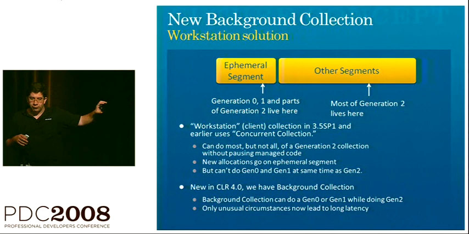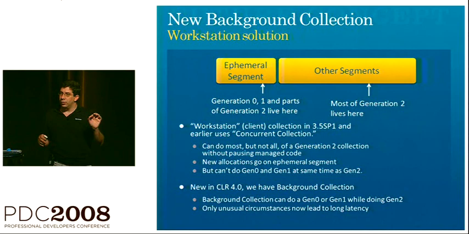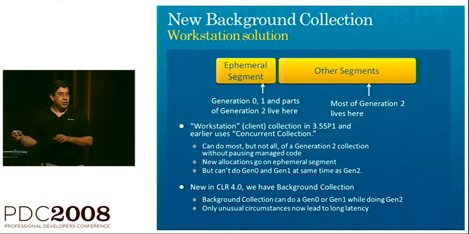The problem is when that ephemeral segment fills up, with our concurrent collection today, we can't do a Gen 0 or Gen 1. So if the ephemeral segment fills up while a Gen 2 is happening and somebody allocates memory, which since it's managed code happens all the time, it pauses. And that's when you see that latency on the client.